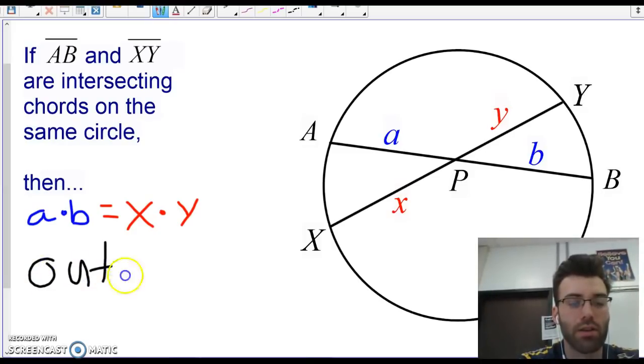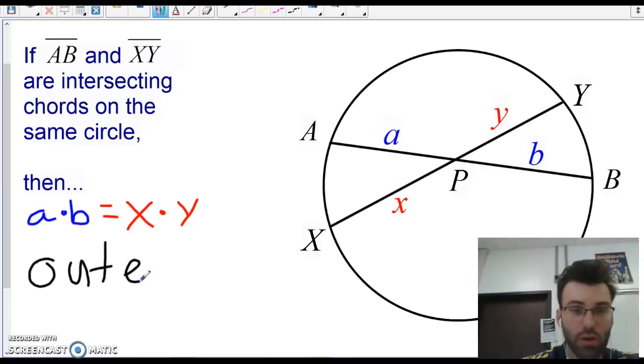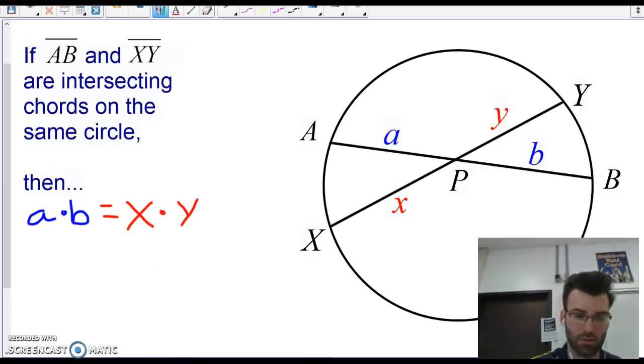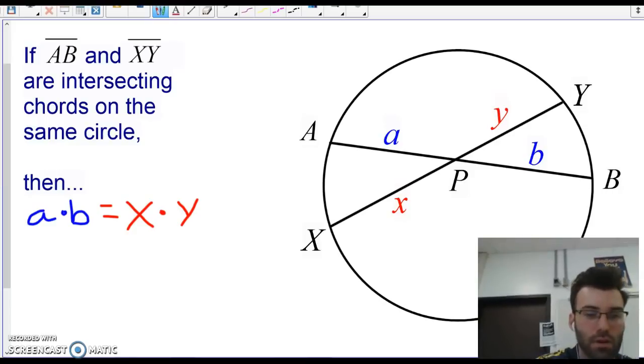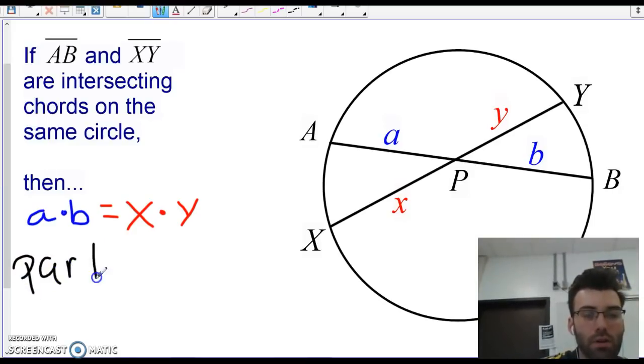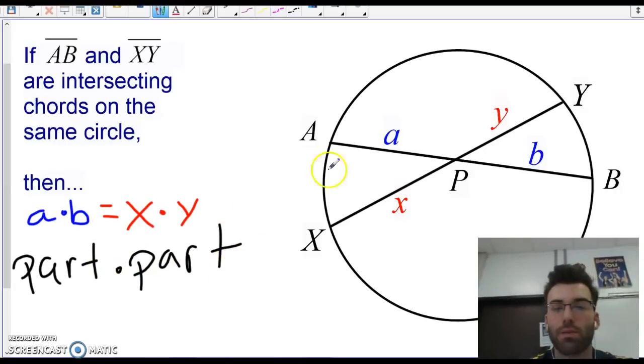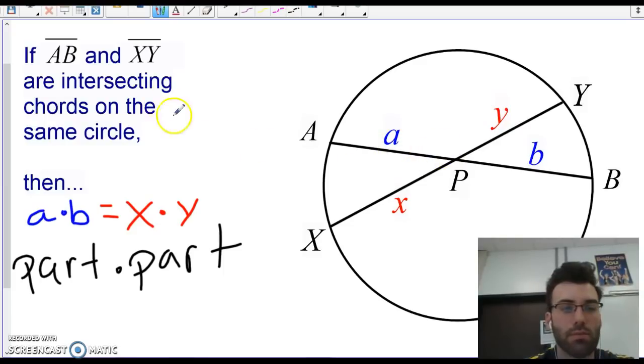All right, so I call this the outer part times the part here, okay? Part times the part. Part of your segment times part of your segment, where A and B are part of the same segment, and X and Y are also part of the same segment. If at any point throughout this video you're confused about what I am saying, make a note of it or go back and pause the video and rewatch it.